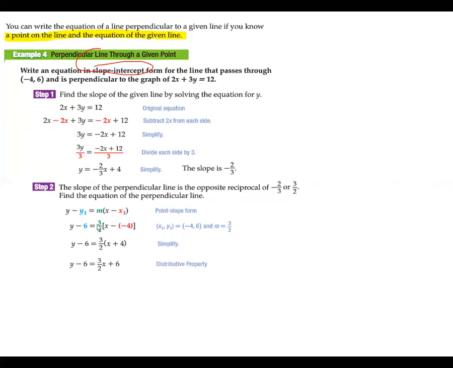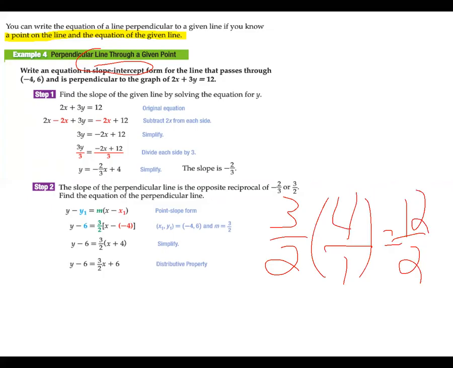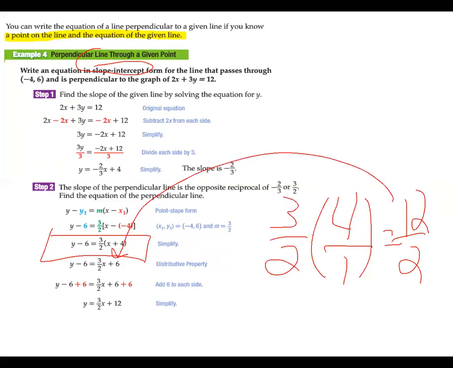Distribute. When you distribute the 3/2, it becomes 3/2 x, and 3/2 times 4, you could write the 4 over 1, and that becomes 12 over 2, which gives us 6. That's how they got the 6. Then add 6 to both sides to solve the equation for y, and you have y equals 3/2 x plus 12. If they had asked for point-slope form, we could have stopped right here. But they asked for slope-intercept form, so we had to distribute and solve for y. And this is why our answer is y equals 3/2 x plus 12.